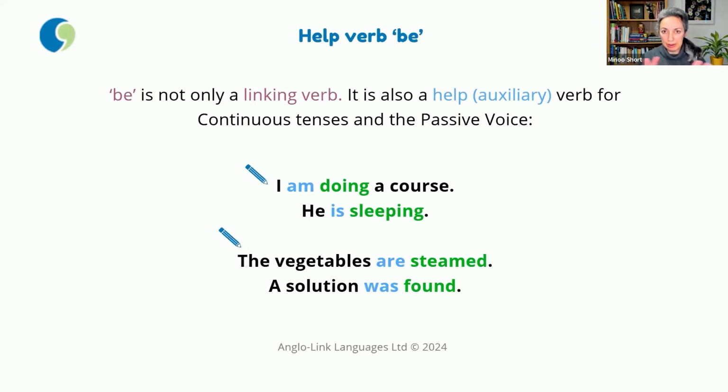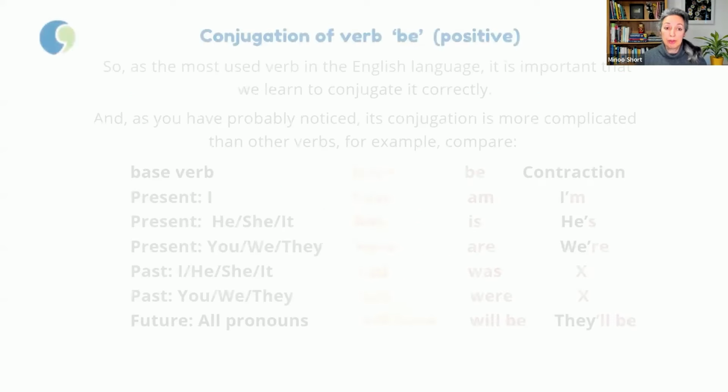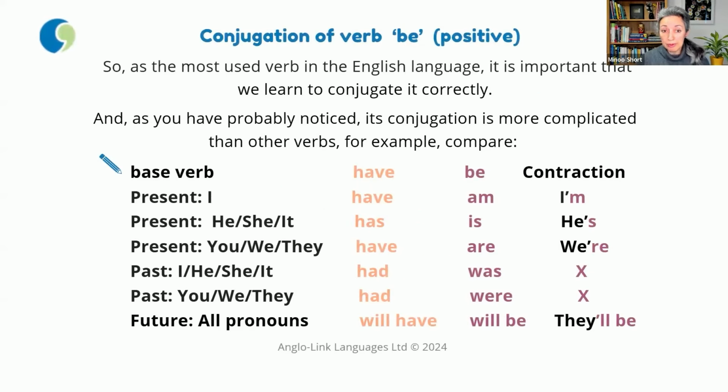Now, we're not going to go into any detail on continuous tenses or the passive voice, but just so that you can see how often this verb comes up in the English language. So therefore, it's really important that we conjugate it correctly. And as you have probably noticed, its conjugation is more complicated than any other verb in English.